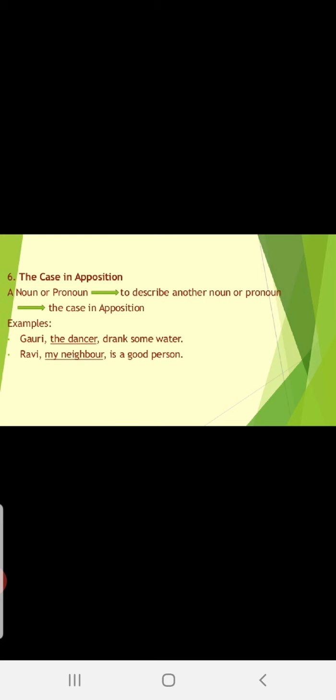Fine. Now, Samarth, my student. Who is my student? Samarth. Who is Samarth? My student. This explanation immediately after the noun is called as apposition. Understood?